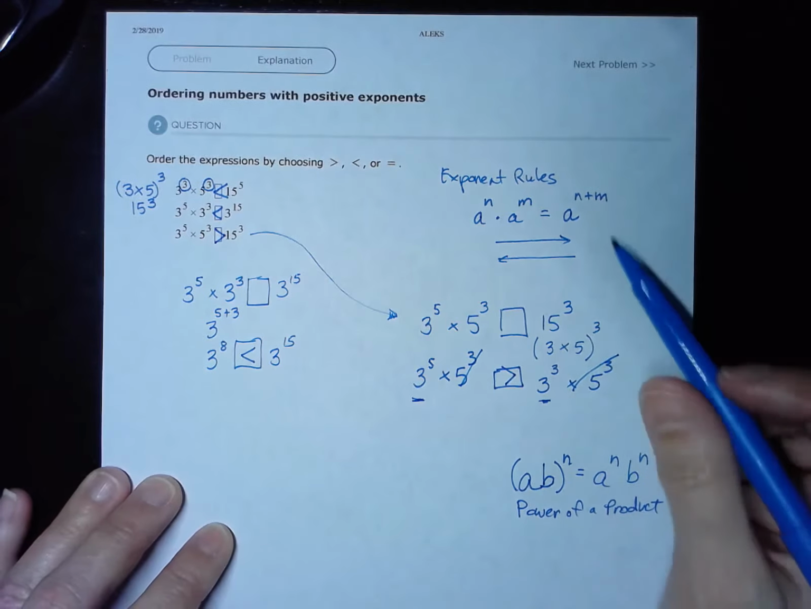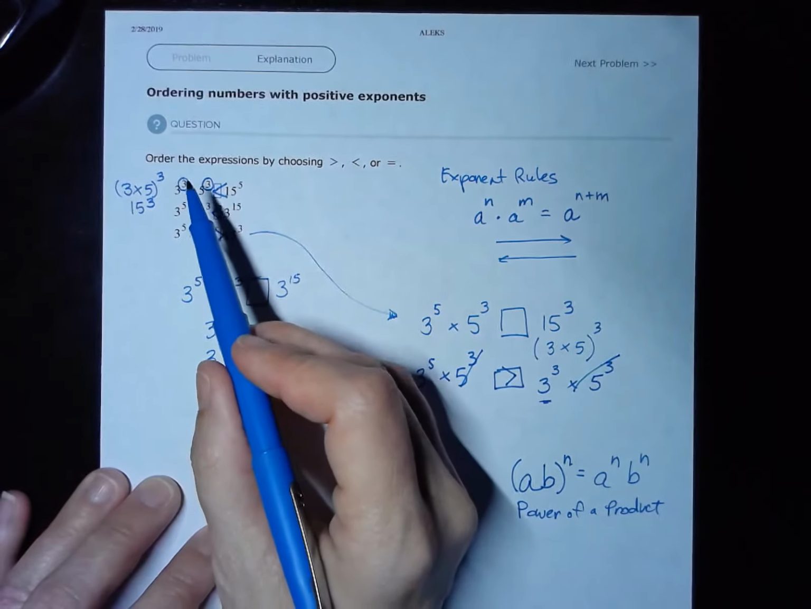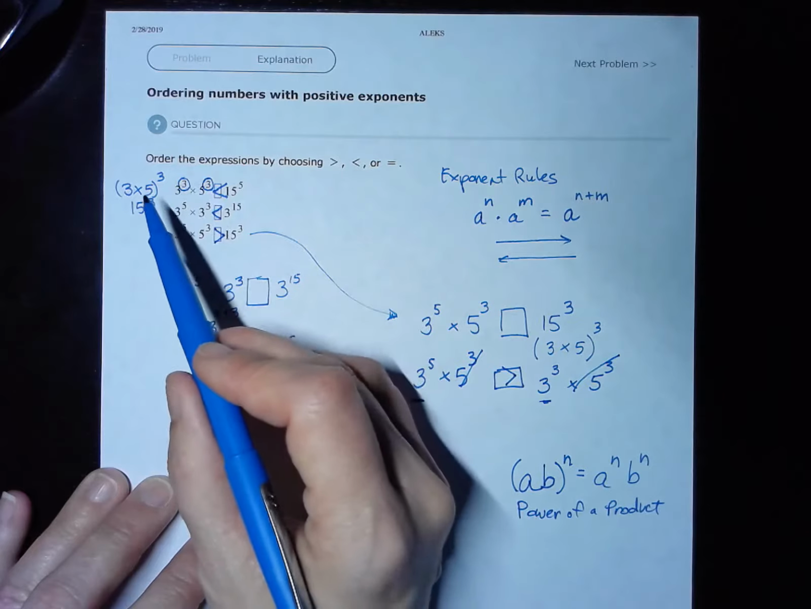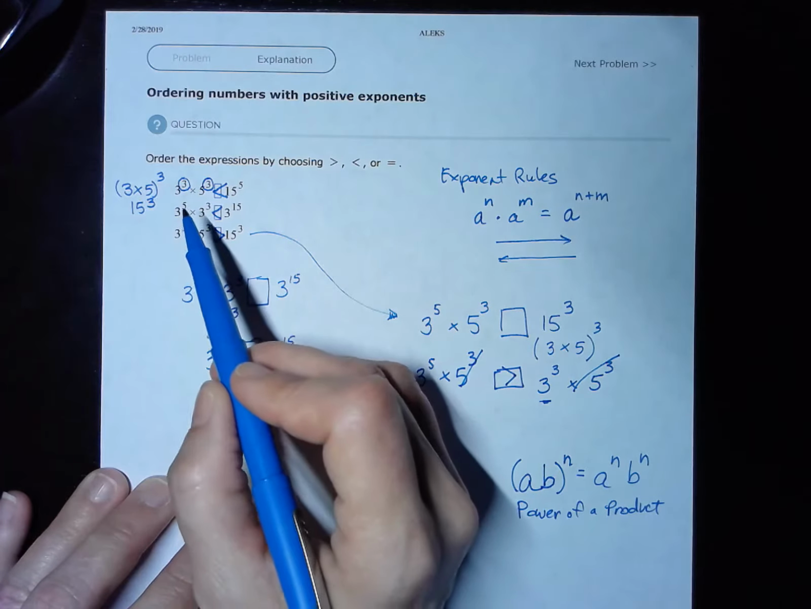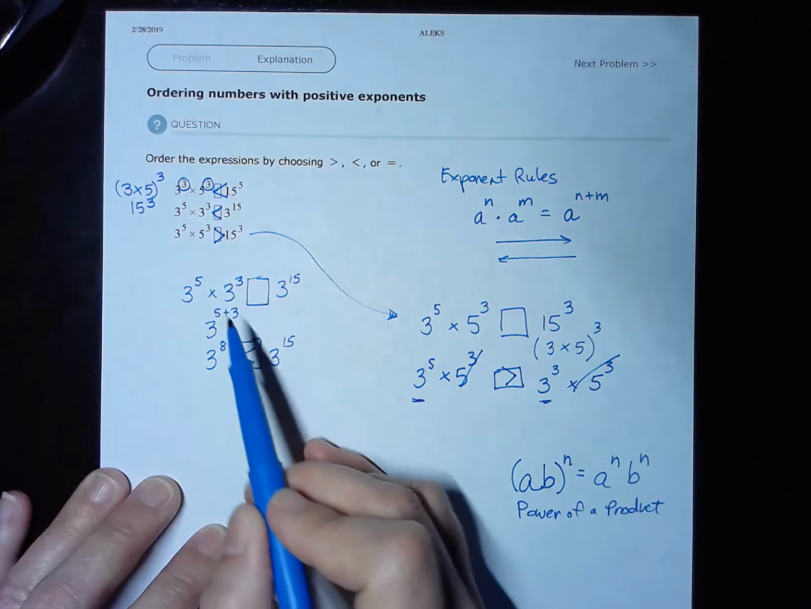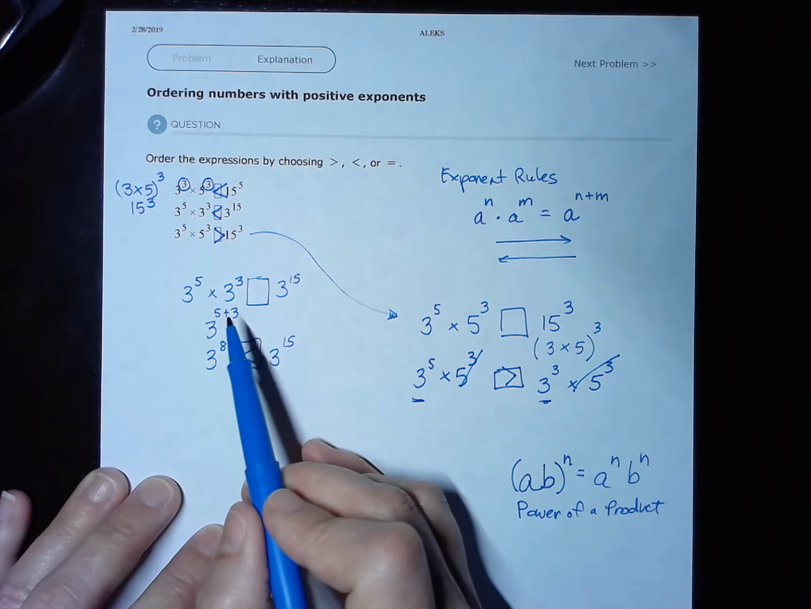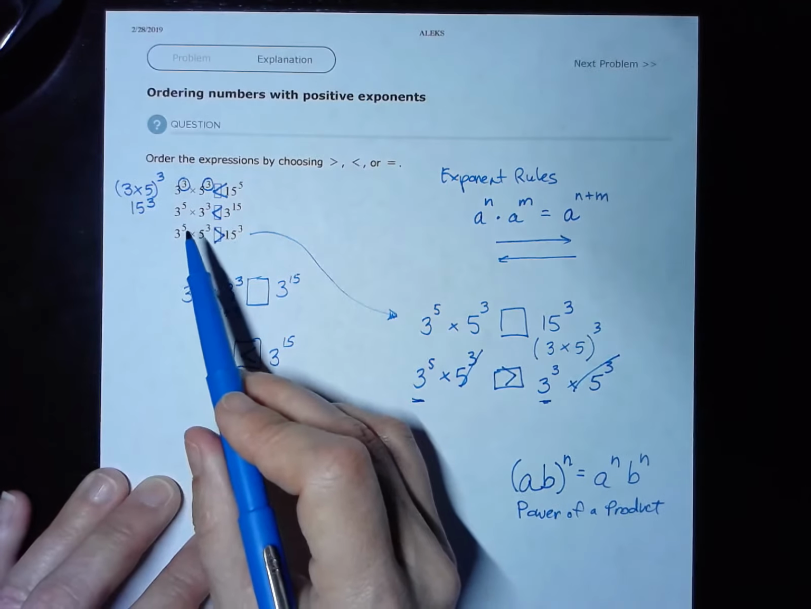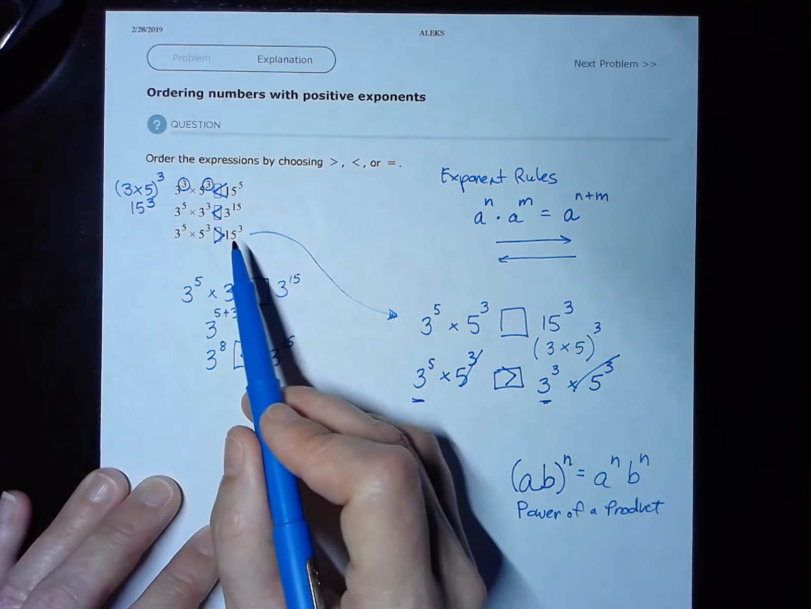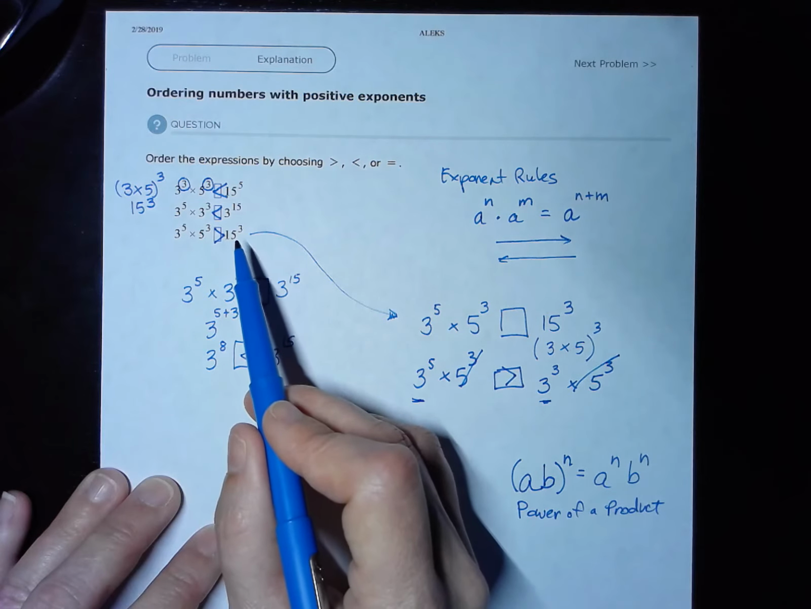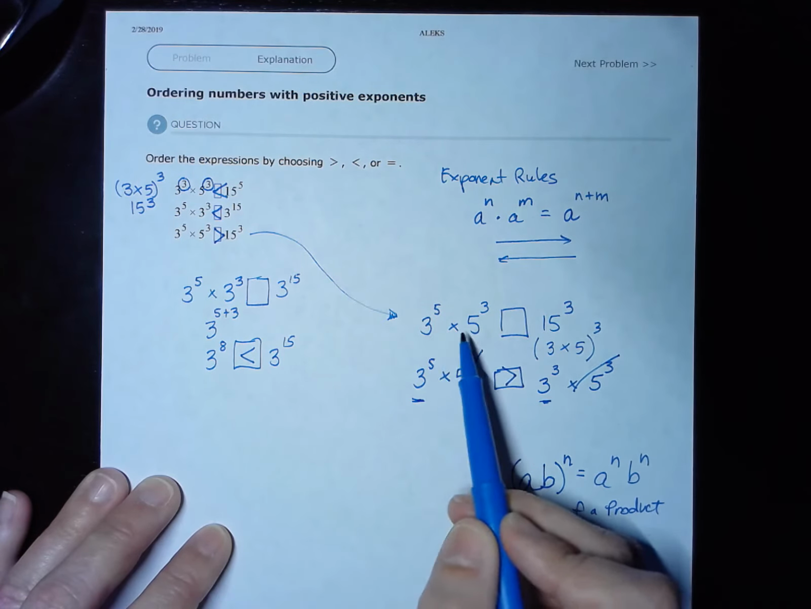Okay, so you're using your rules. If you have the same powers, you multiply the bases together. If you have the same bases, you add the powers together. And if you don't have anything the same, then you need to break your base up on the other side into factors.